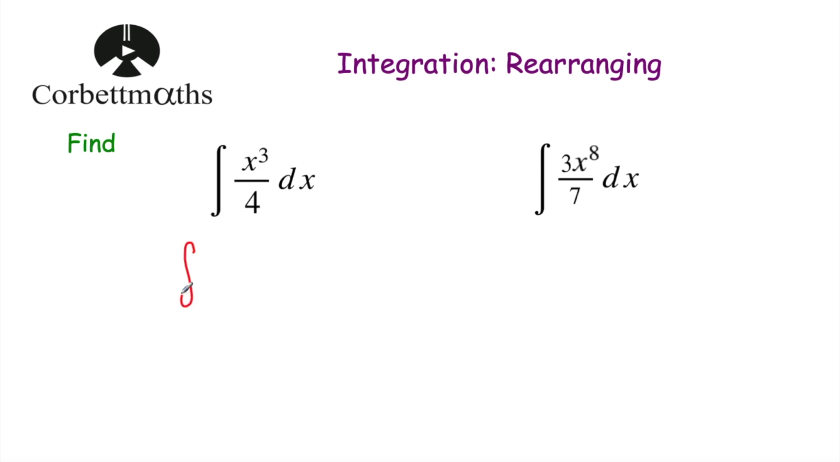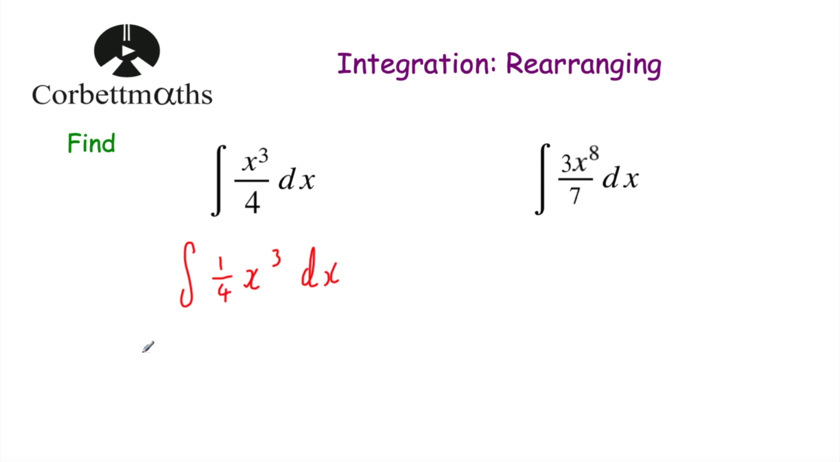So what I'm going to do is integrate a quarter x cubed with respect to x, because dividing x cubed by 4 is the same as multiplying it by a quarter. So if you've got the x cubed on the numerator, you can just put it beside the fraction, and then we just put a 1 on the numerator there. So we're going to integrate a quarter x cubed with respect to x.